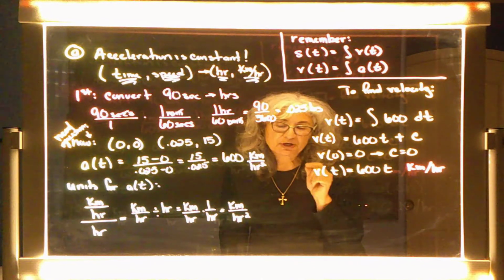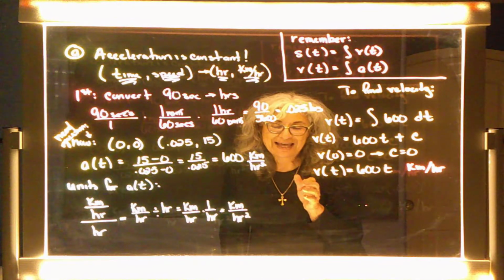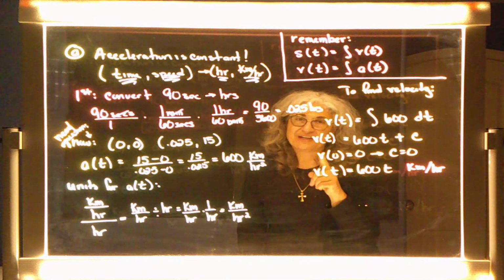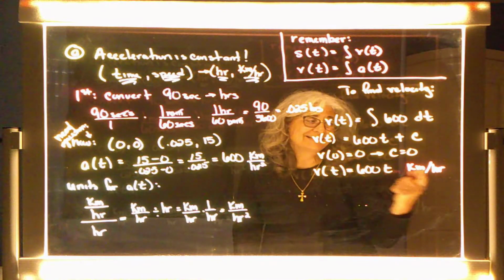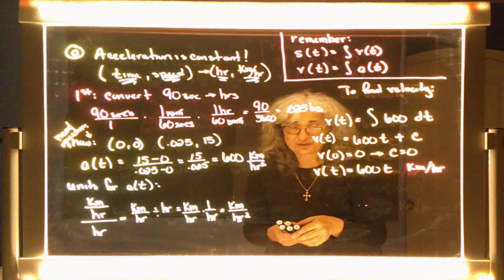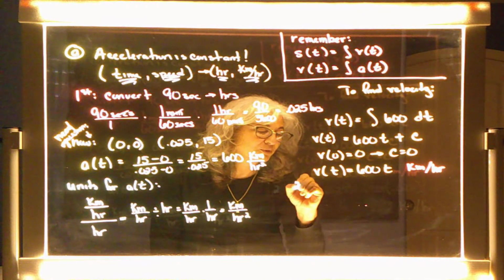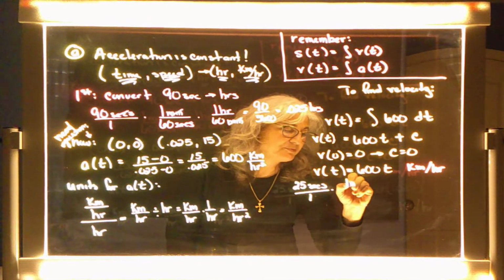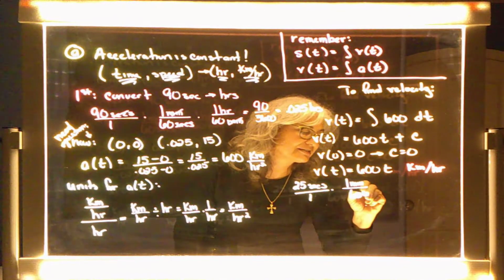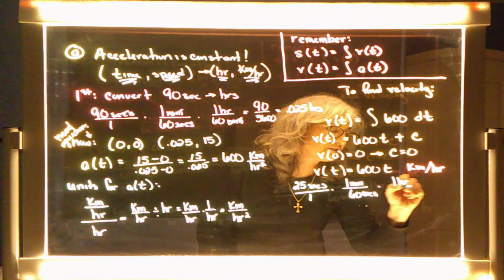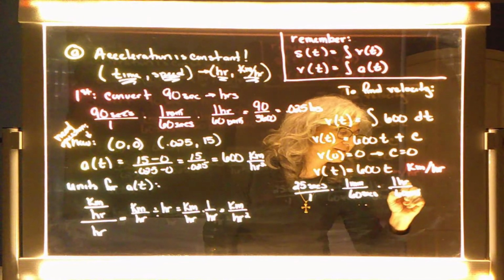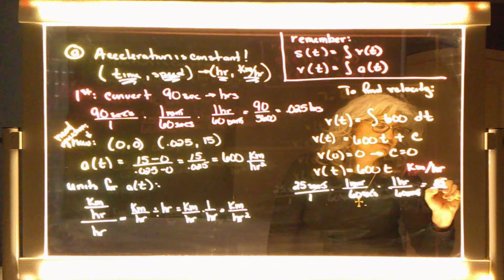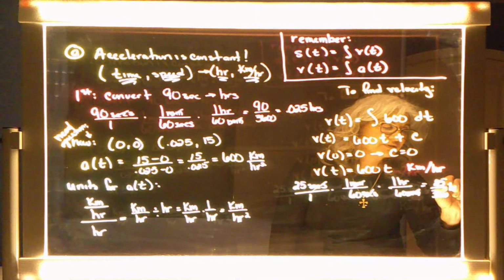Okay, so hold on. Part A says how fast is the bicyclist traveling after 25 seconds. All right, that's 25 seconds. I don't need seconds, I need hours. So we have another conversion to do, don't we? Okay, so 25 seconds over 1 times 1 minute over 60 seconds times 1 hour over 60 minutes. I'm canceling my minutes, I'm canceling my seconds. This is going to give me 25 over 3,600 hours.